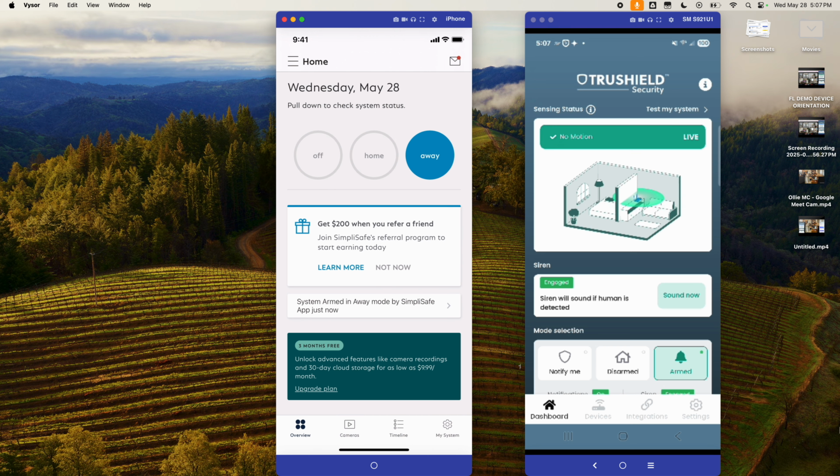So what we're gonna do now is run that back. We're gonna do a second intrusion right now, same as before. So let's go ahead and see what happens when the second intrusion occurs.